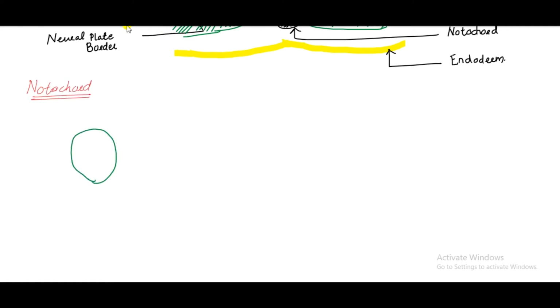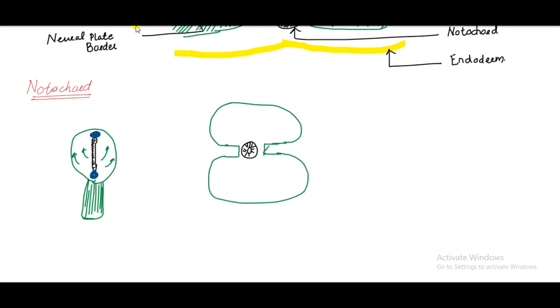The notochord is a flexible rod-shaped body found in embryos of all chordates. I am drawing the longitudinal cross section of the notochord, and I already said that it is derived from mesoderm. Notochord serves as the basis for the axial skeleton. The notochord induces the overlying ectoderm to differentiate into neuroectoderm and neural plate.